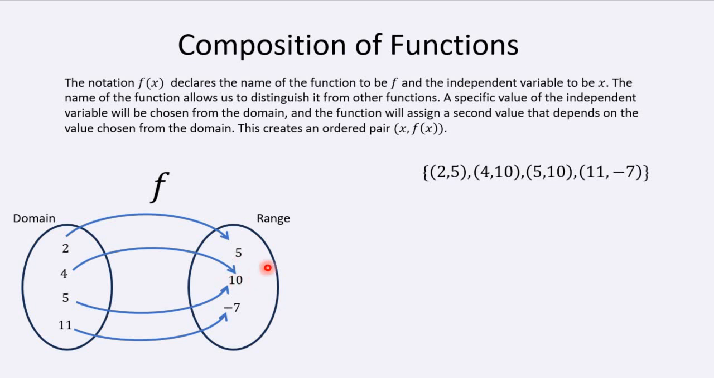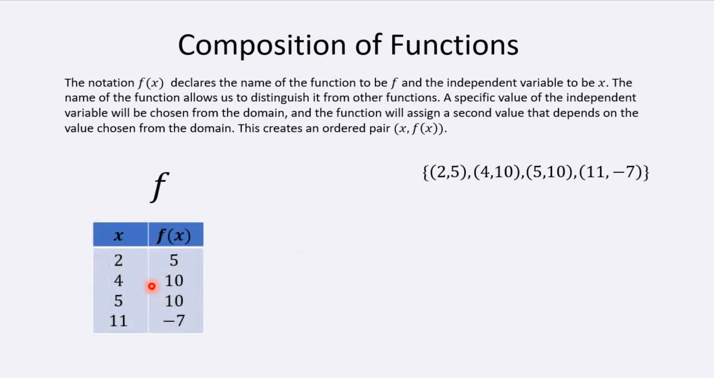We can also represent the exact same function, the exact same relationship here, with a table. So this table has the exact same relationship described. 2 gets assigned a value of 5, 4 gets assigned a value of 10, 5 also gets assigned a value of 10, and 11 gets assigned a value of -7.